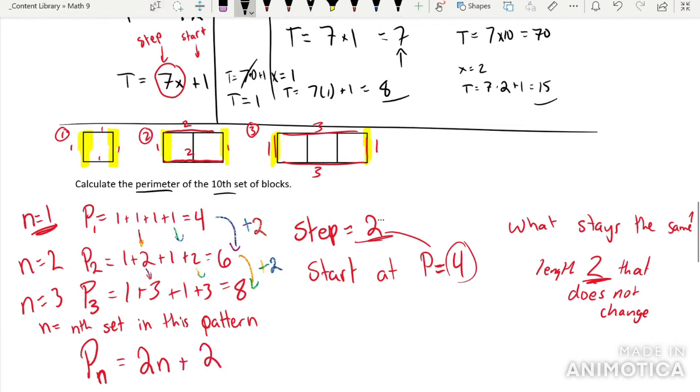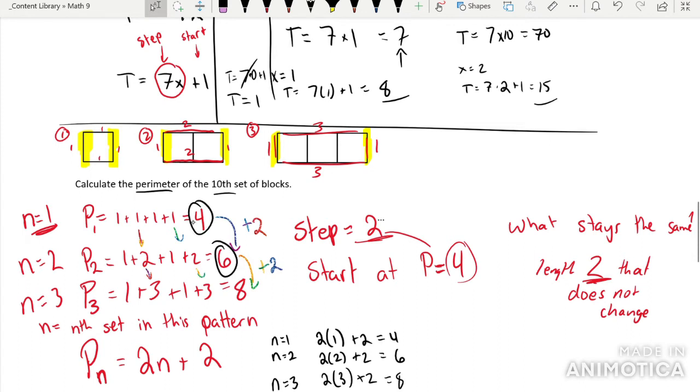And we can see that if I go n is equal to 1, I'm going to get 2 times 1 plus 2 gives me 4. N is equal to 2, so I have 2 times 2 plus 2. It's going to give me 6. This is 4 plus 2. And then finally, n is equal to 3. 2 times 3 plus 2. So this part's going to give me 6. And then add a 2 onto it is going to give me 8. So I notice that my pattern works for all 3 of these.